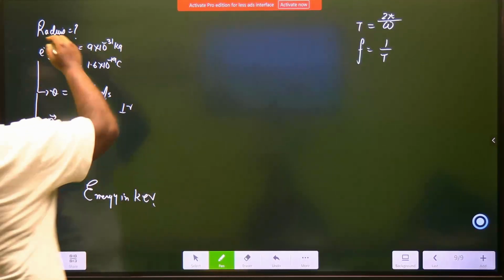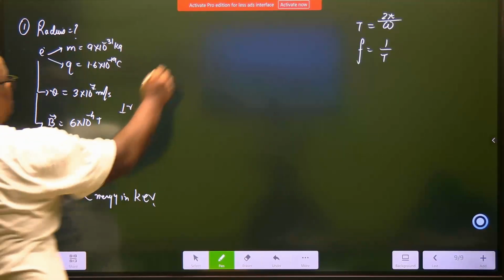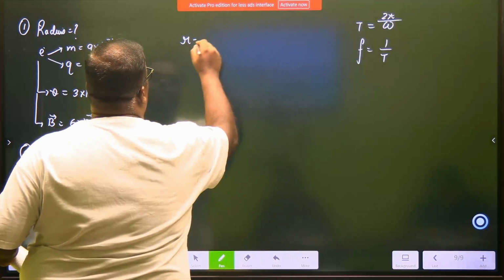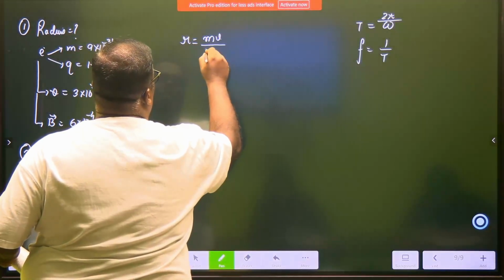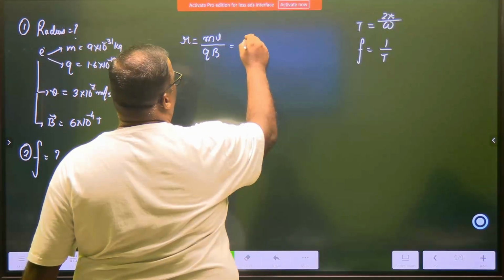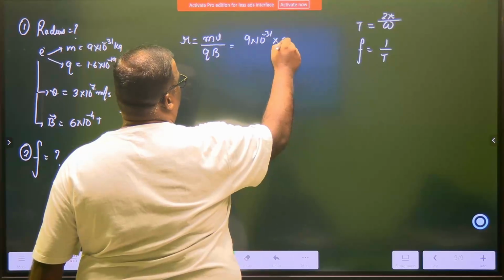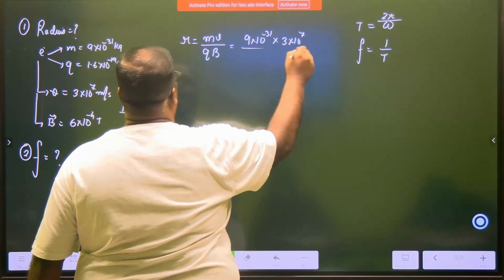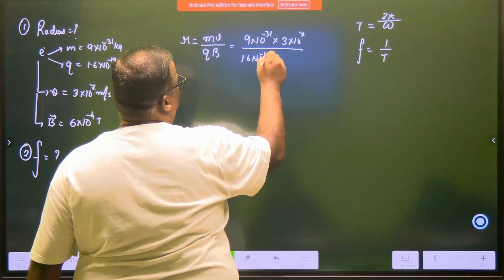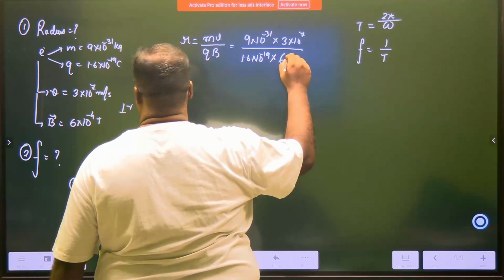Frequency and also the radius. Number 1, number 2, number 3. So let's find the radius. Come on, what was the formula for radius? mv divided by qB. Very easy. What is the value of m? 9 into 10 to the power minus 31. Velocity is 3 into 10 to the power 7. And q is 1.6 into 10 to the power minus 19. And B is 6 into 10 to the power minus 4.